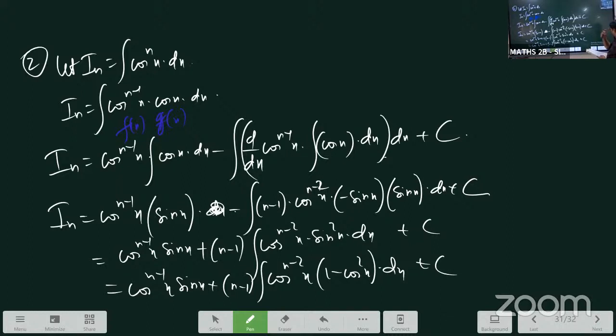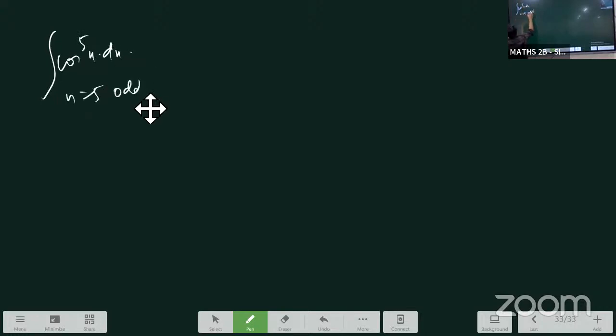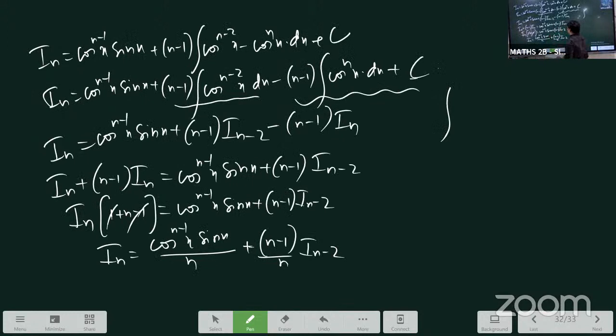Sine and cos, the approach will be same. Next. Suppose integration of cos power 5x dx is asked. Means n equal to 5, which is odd actually. So I start with I5.